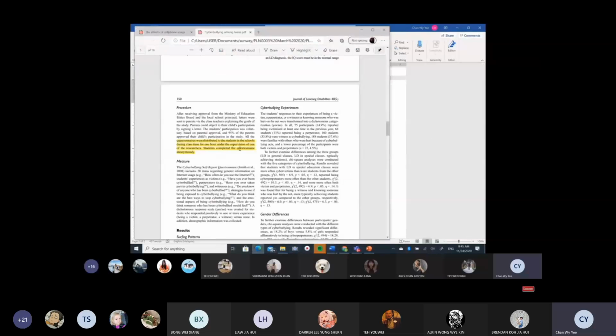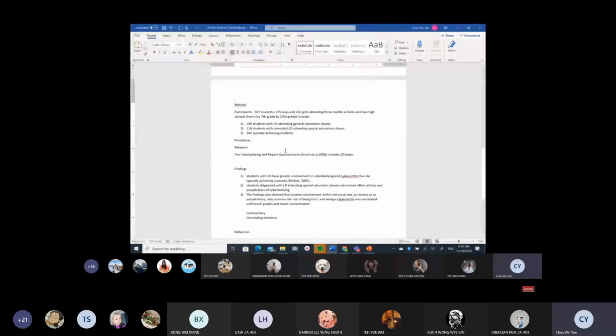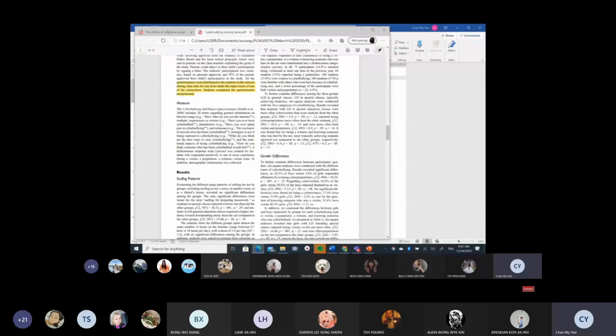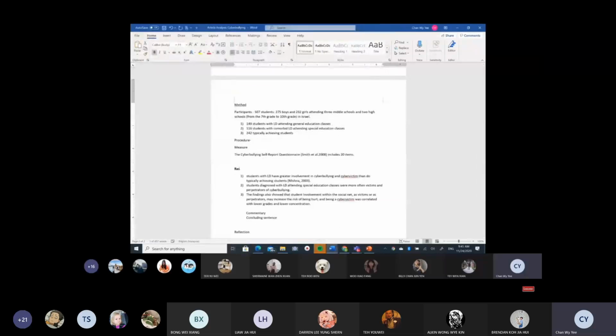The procedure is this one here. Distributed to students in the schools. Students completed the questionnaire anonymously, so you need to put the procedure here. The next section is findings. Can you see results? Findings, they call it results.